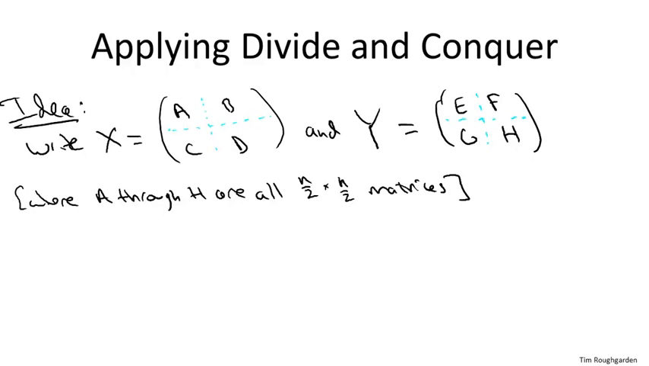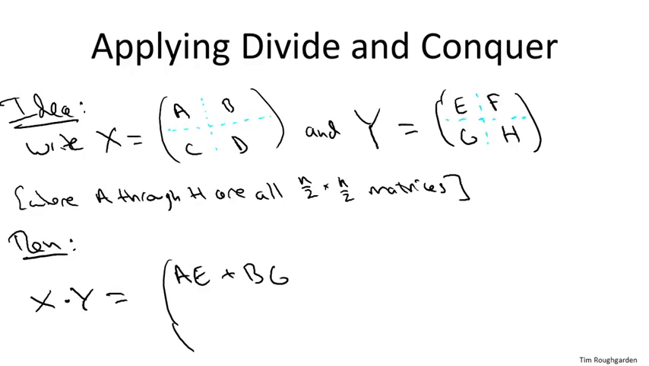What I mean by that is that the product of X and Y can be expressed in terms of its quadrants. Each of its 4 quadrants, each of its 4 corners, can be written as a suitable arithmetic expression of the quadrants of X and Y. So here's exactly what those formulas are. They're exactly analogous to when we just multiplied a pair of 2 by 2 matrices.